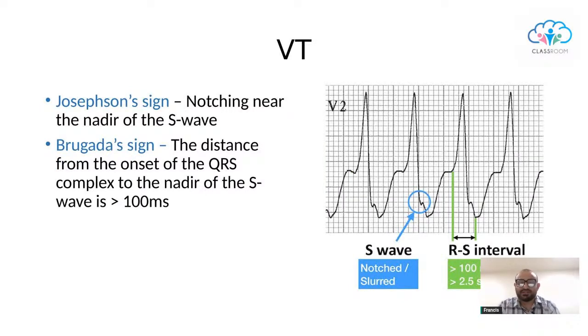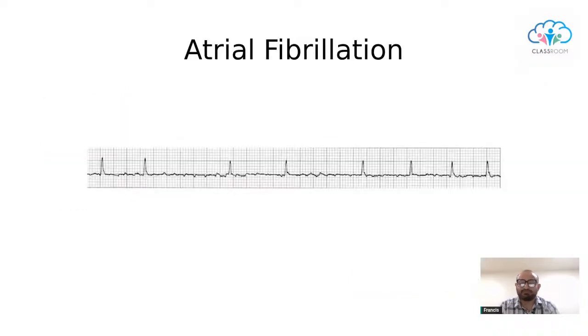Other features are the Josephson sign, which I have already mentioned, and the Brugada sign, which is a distance from the onset of the QRS complex to the nadir of the S wave of more than 100 milliseconds.